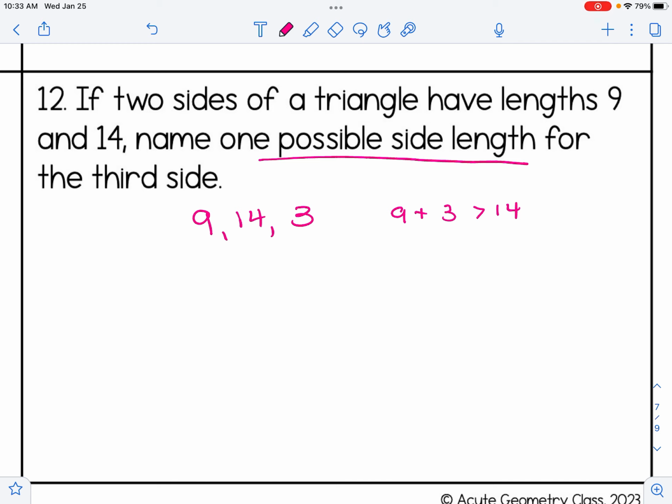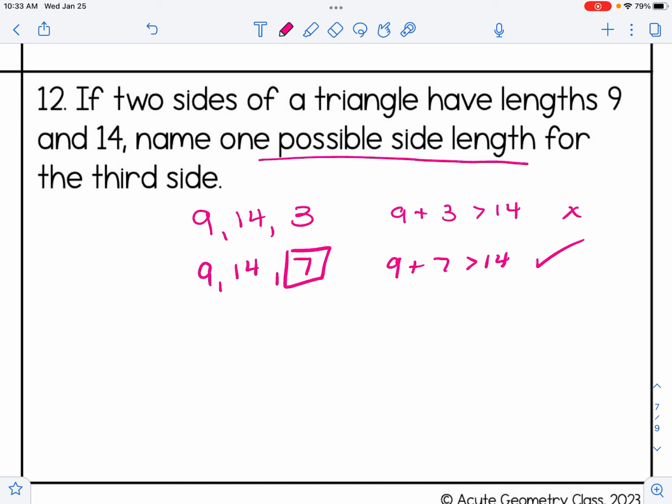If I look at those three numbers, is the sum of the smaller two sides greater than the third side? No. So keep in mind the smaller two sides are not always the two sides that are listed first. We have to pick the two that have the smallest value. So 9 and 3 is not greater than 14. So I know, okay, 3 does not work. Let's say I try another example. Let's say I try 7. Is 9 plus 7 greater than 14? Yes, that does work. So 7 is a possible answer.